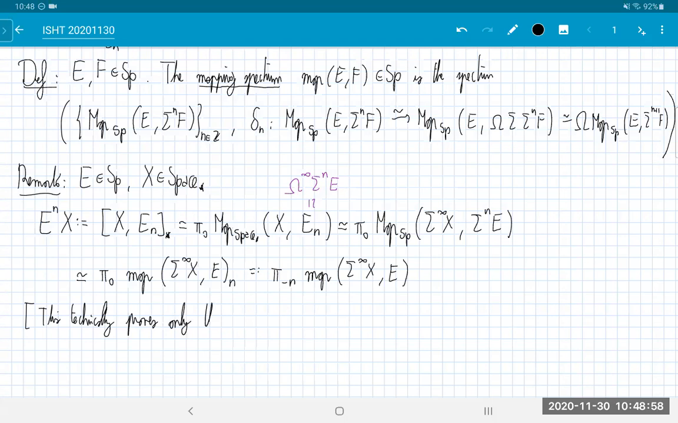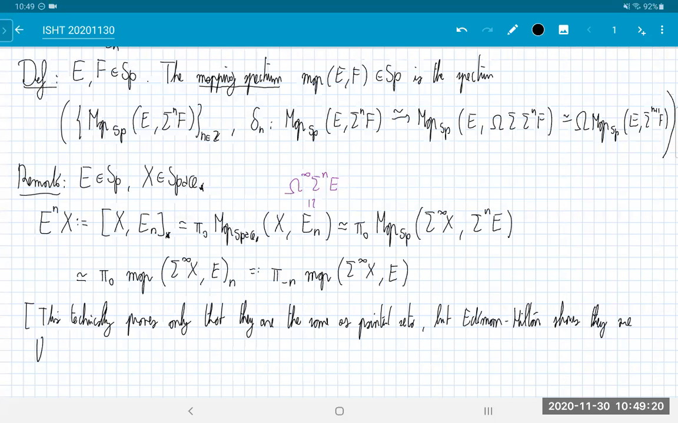Only that they are the same as pointed sets, but Eckmann-Hilton shows they are the same as abelian groups. This is all natural in X and E, so you can just run the Eckmann-Hilton argument. Remember, if you have two group structures that distribute over each other and have the same unit, in this case it's obviously the same unit, then they are the same and have the same abelian group structure. That's a classical argument, you use this.